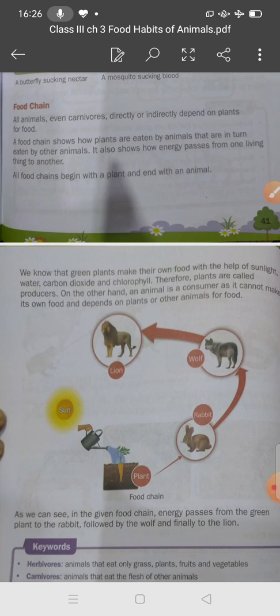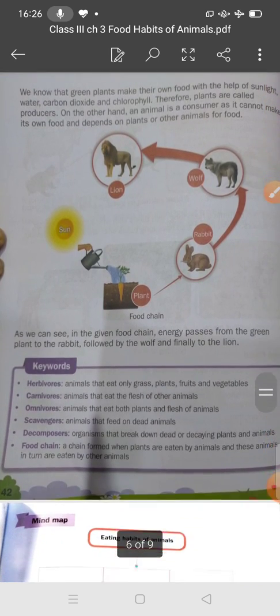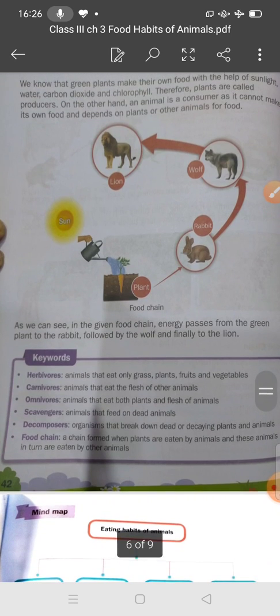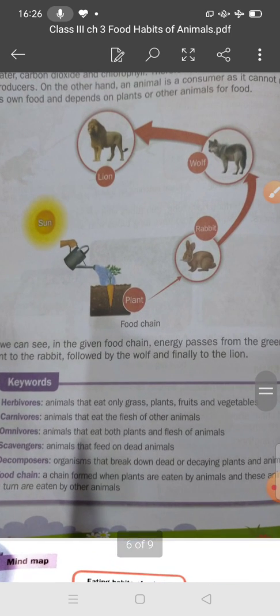On the other hand, animals cannot prepare their own food, so they are consumers. They depend on plants and other animals for their food, because they cannot make their own food. There is also a food chain diagram. As we can see in the given food chain, energy passes from the green plants to the rabbit, followed by the wolf and finally to the lion. We will discuss this food chain now.